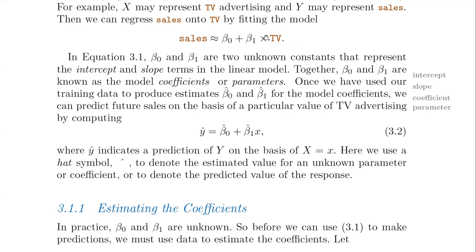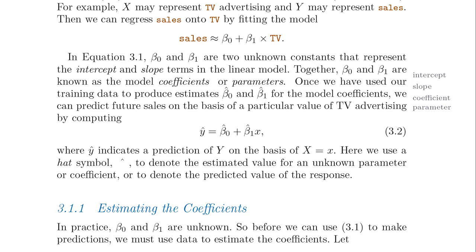X may represent TV advertising, Y may represent sales. Then we can regress sales onto TV by fitting this model. We haven't allowed for an error term yet. In equation 3.1, beta naught and beta 1 are two unknown constants that represent the intercept and slope terms in the linear model. Together, beta naught and beta 1 are known as the model coefficients. We will more often refer to them as the model's parameters.